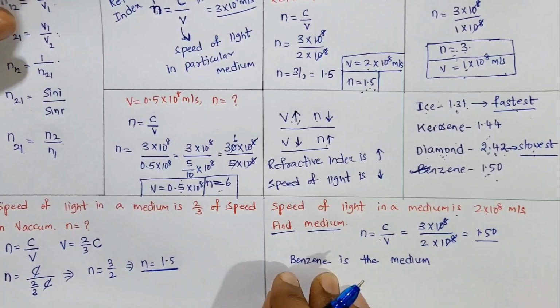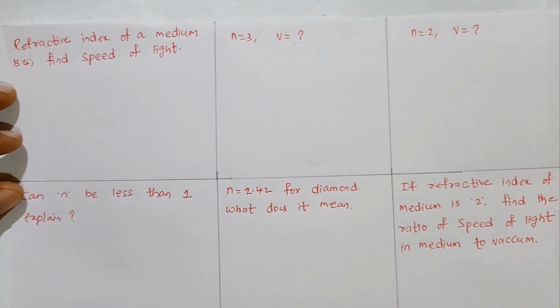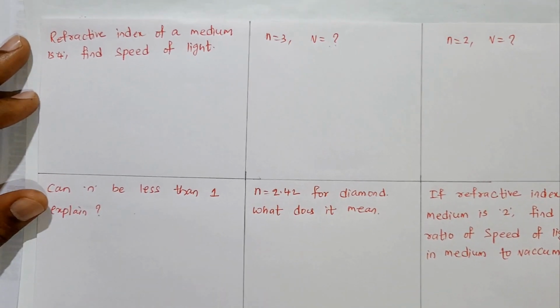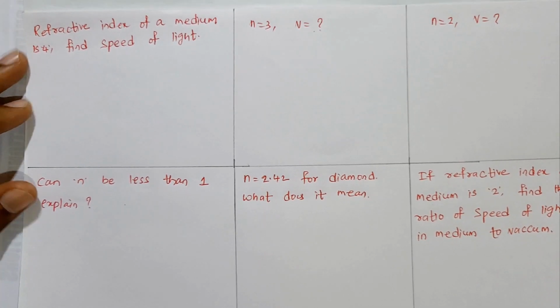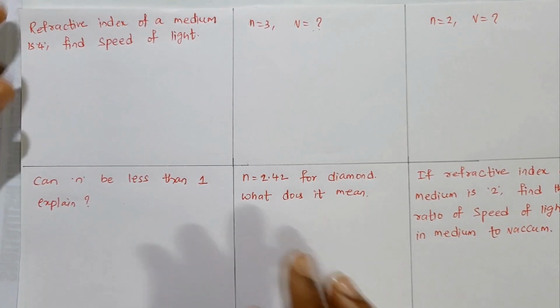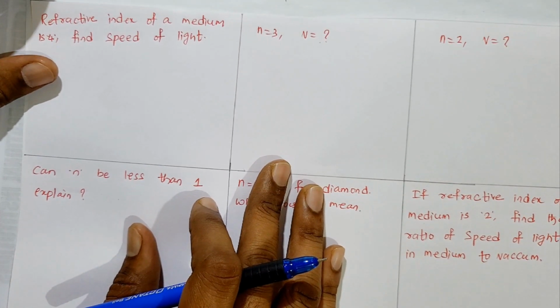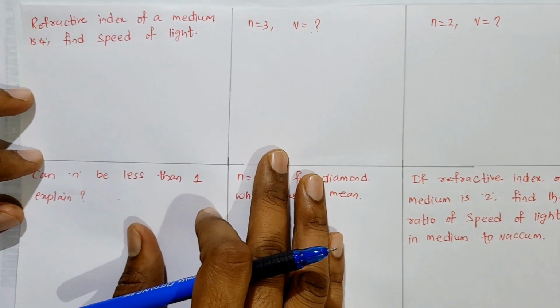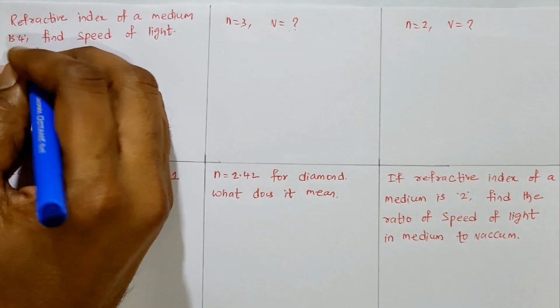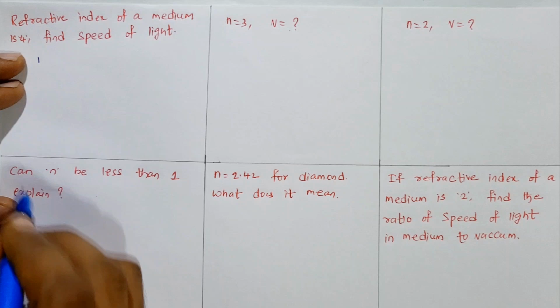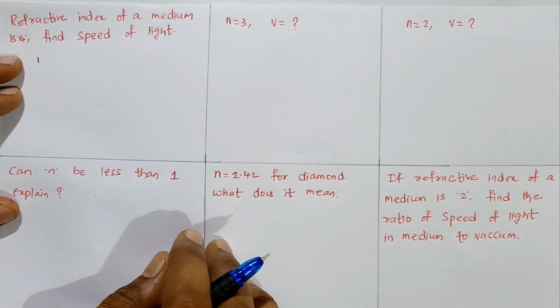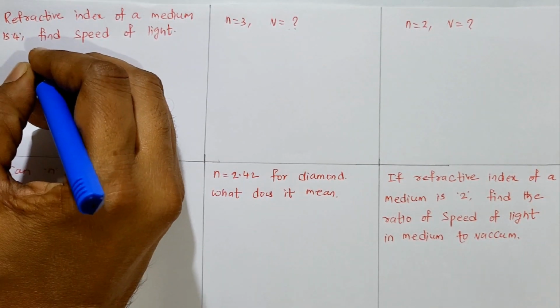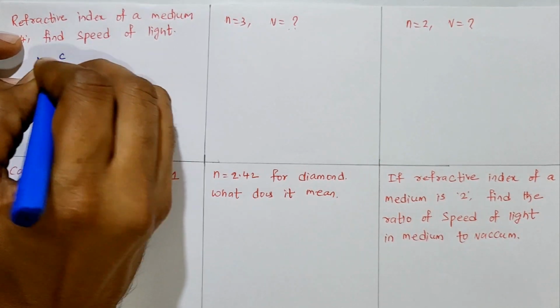Next, there are still so many questions. Let us solve as many questions as possible on absolute refractive index. Now see, the refractive index of a medium is 4. Find the speed of light. The refractive index of the medium is 4, so they gave n, in n is equal to c by v.